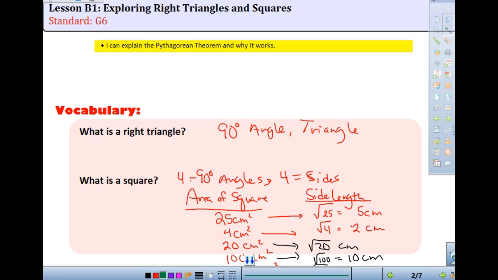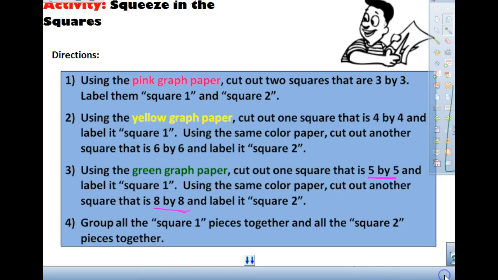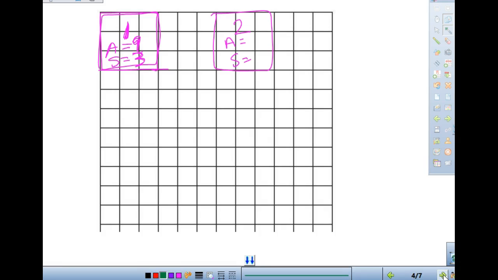Start with our definition of what a right triangle is in a square. We have the relationship of the area of the square and the side length. We've just cut out our squares. Each square, like I said, you're putting your area inside. So when I get to the green one, which was a 5 by 5, right?